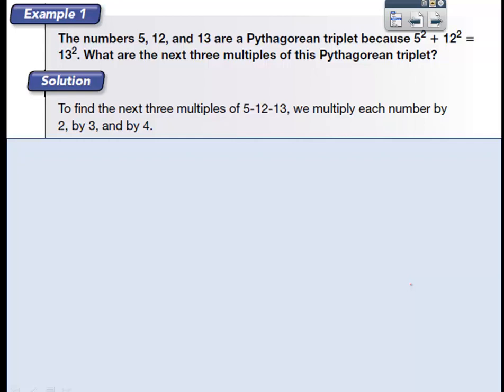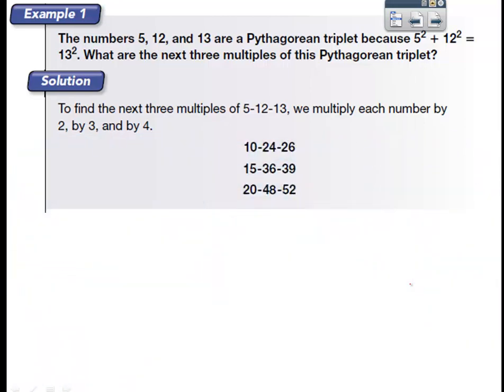They're a Pythagorean triplet. So what would be the next 3 sets, starting with 5, 12, 13, that are also triplets? And you can find that by multiplying each number by 2, 3, and 4. If you were to do that, 5 times 2 is 10, 12 times 2 is 24, 13 times 2 is 26. That would be your first set, right? And then you'd do the other 3 also.